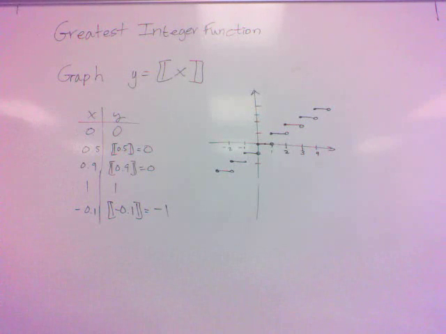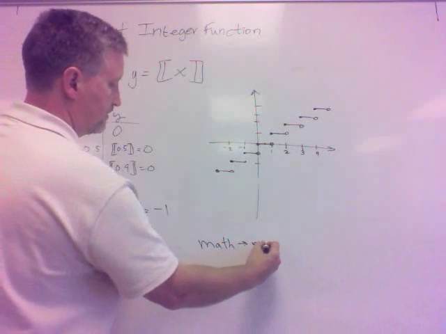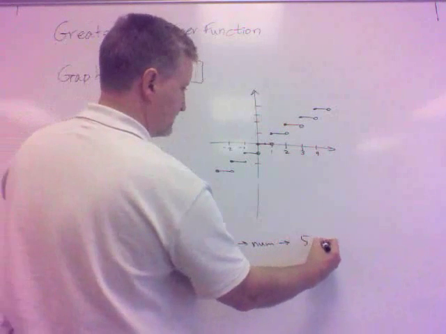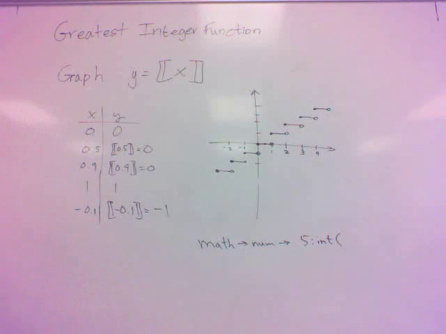And on the TI, there is a greatest integer function. I think it's under Math as well. Let me talk about that. If you go to Math and then Num on the TI, it's number 5, I think, INT. It's the greatest integer. Quit that. Math, Num, number 5, x. So the INT of x is the way it looks on here.